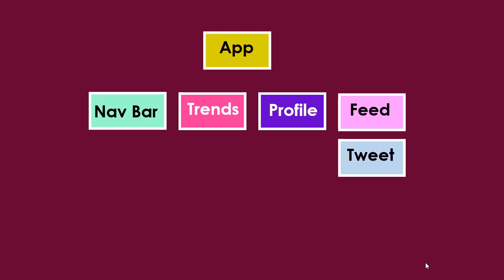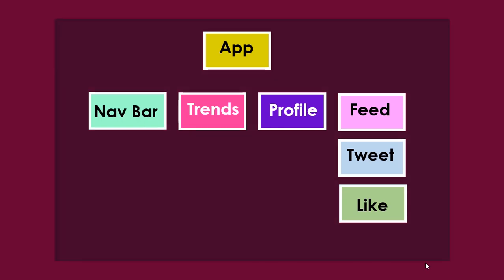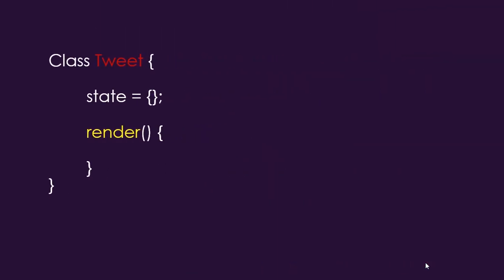Each tweet component can include a like component which we can reuse on the other pages or even in different applications. So as we can see, each component is a piece of UI. We can build these components in isolation and then put them together to build a complex application. In terms of implementation, a component is typically implemented as a JavaScript class that has some state and a render method.